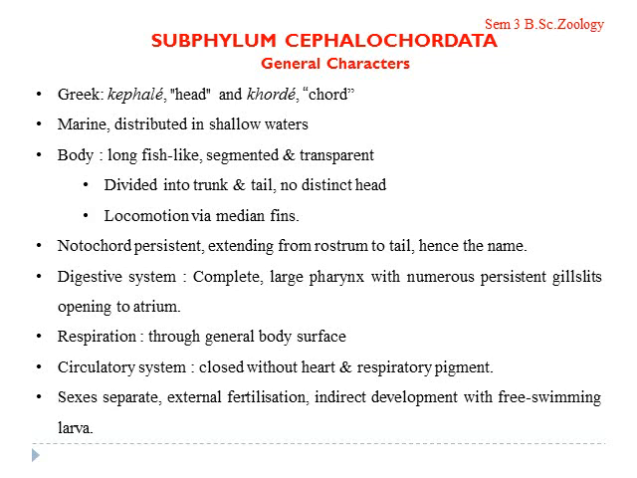Then the circulatory system is well developed and closed, but lacks a heart and respiratory pigment. In cephalochordates, you can see that the hepatic portal system is well developed. Then excretion is brought about by protonephridia, and the nerve cord is dorsal and tubular, but without ganglia and brain.